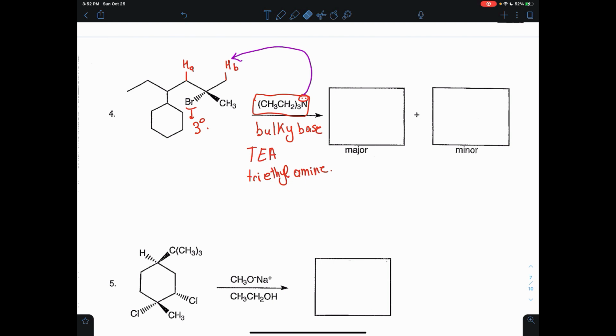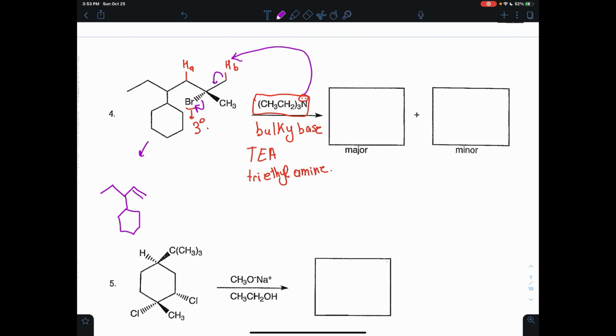So once this nitrogen grabs the hydrogen, it's going to kick off this double bond down and kick off the Br. Alright, and then you're going to end up with this product with the double bond right here.